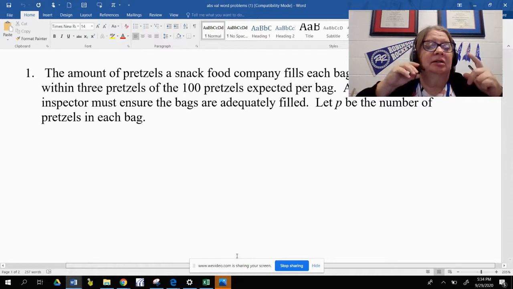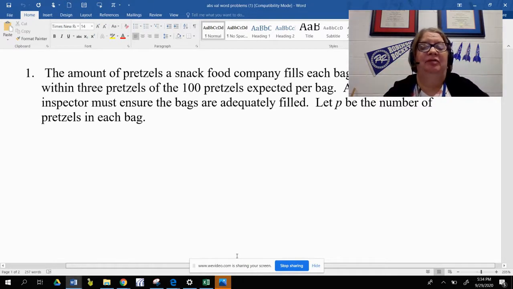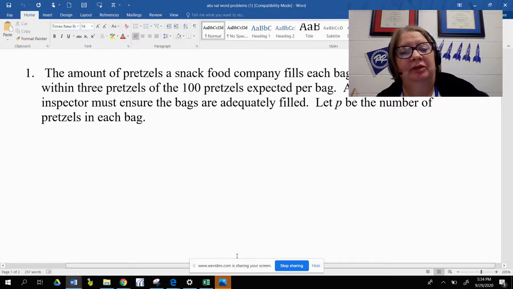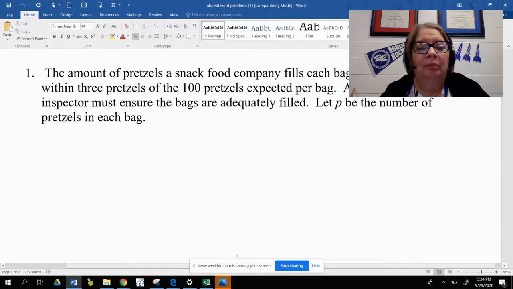It says the amount of pretzels a snack food company fills each bag with must be within 3 pretzels of the 100 expected per bag. A quality control inspector must ensure the bags are adequately filled. Let P be the number of pretzels in each bag. So let's say you're the manager of this snack food company, and the guidelines say that each bag of pretzels should have 100, and it must be within 3.